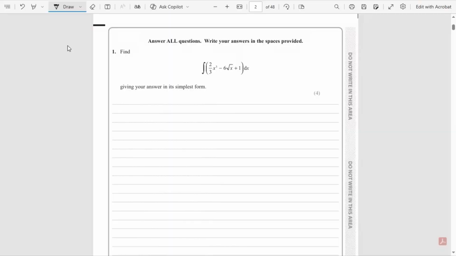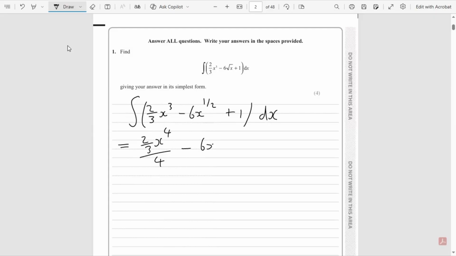So what we can just do to start with is write down the first term, 2/3 x cubed, and then we can rewrite this root x into power form, because once we write it in power form, then that allows us to use our technique of integration, and then plus 1 with respect to x. And then we're going to now do our method of integration. So add 1 to the power, divide by the new power. So 2/3 x to the power 4, divide by 4.